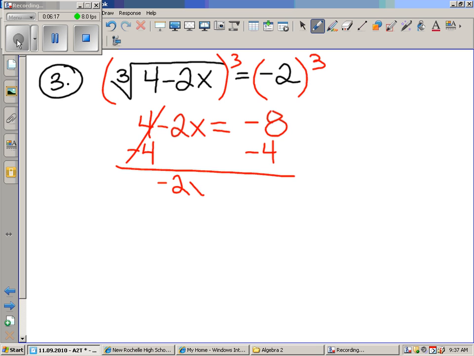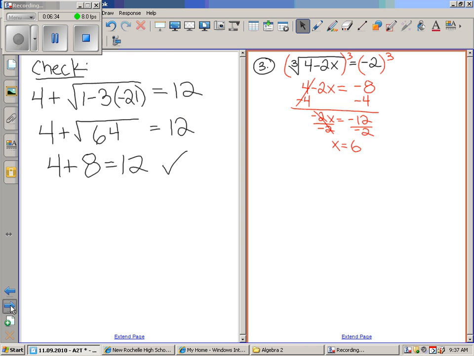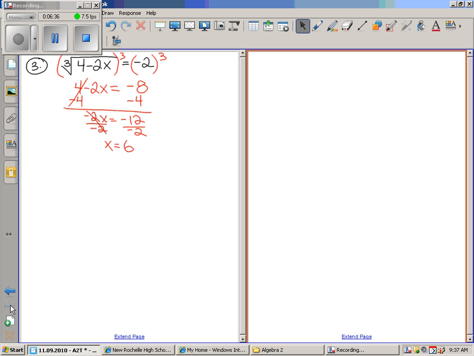And we get negative 2x equals negative 12. Divide by negative 2, divide by negative 2. X equals 6. Same thing with square roots, or any radical equation for that matter. After you get done and you solve, you find out what x is. What do you always have to do? The most annoying thing ever, always got to check.